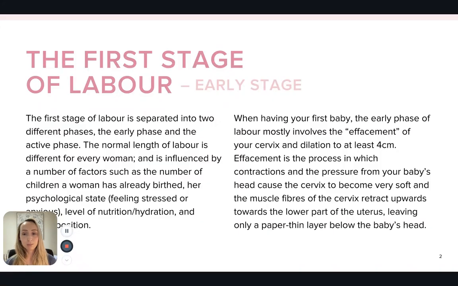When having your first baby, the early phase of labour mostly involves effacement of the cervix and dilation to at least 4 centimetres. Effacement is the process in which contractions and the pressure from baby's head cause the cervix to become very soft, and the muscle fibers of the cervix actually retract upwards into the lower part of the uterus, leaving only a paper-thin layer just below baby's head.